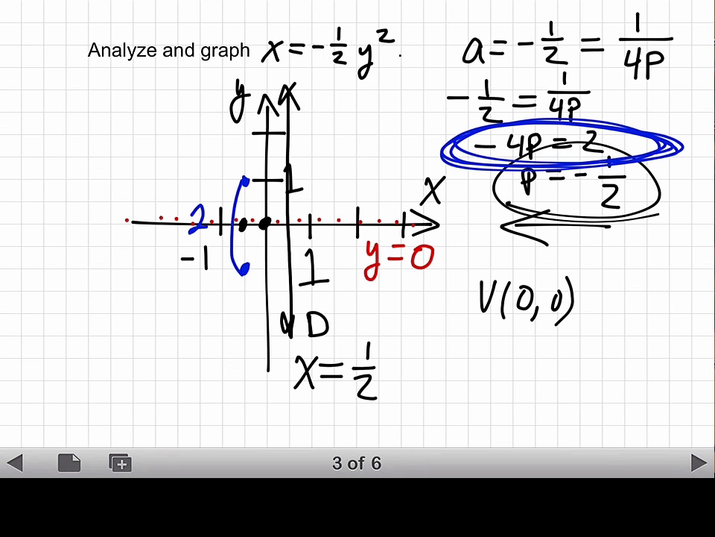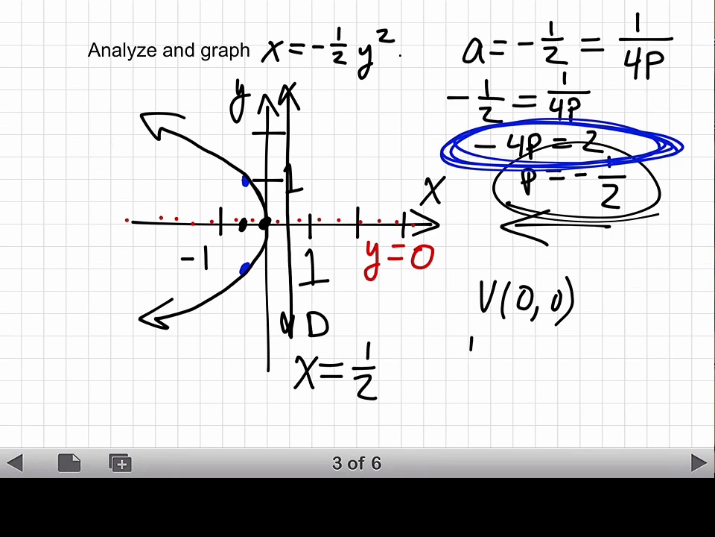That's what 4p is. Well, technically negative 4p is 2, but we're talking about a distance, so that negative doesn't apply. We're just after the magnitude. So that distance is 2. And that's going to help me to draw my parabola here. I make it curvy, and I hit those 2 points that we wrote down.